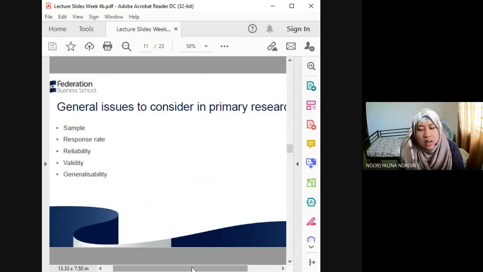And then response rate. Let's say you share your link in your WhatsApp groups, for example. Maybe you already shared around 20 groups, and in each WhatsApp group you have maybe 200 people, but not all will respond to your research. So response rates also have a significant effect on that.